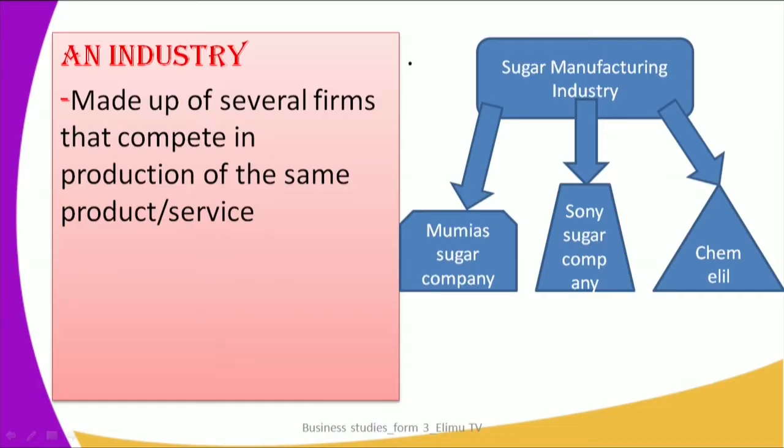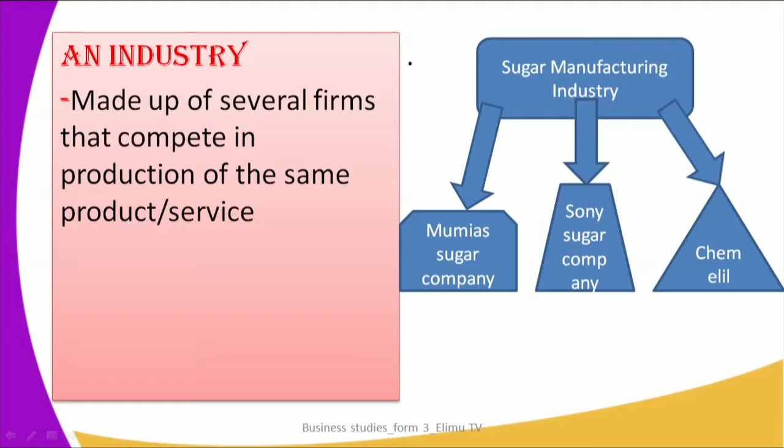On the other hand, we have an industry, and an industry is made up of several farms that compete in production of the same product or service. But a farm, like we just discussed earlier, is an independent business owned by individuals. An industry is formed by more than one farm that comes together.